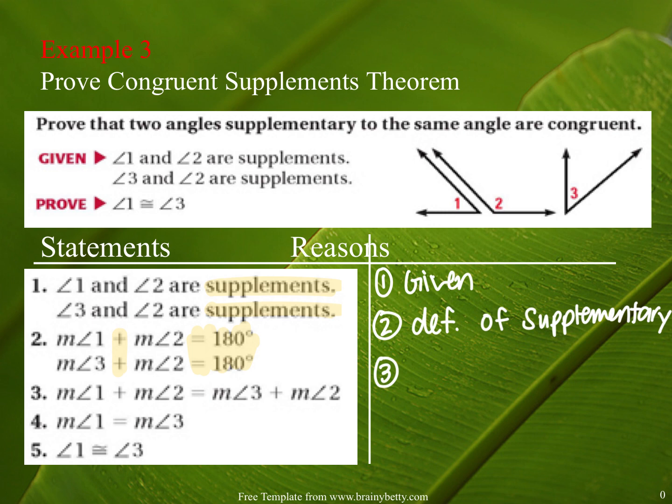What would this one be? This one would be substitution. Good, thank you. This is substitution. What am I substituting? I'm going to highlight it so you can see the substitution. If it's telling me that this is 180 degrees and this is also equal to 180 degrees, I'm substituting these. So this is correct. This is substitution.